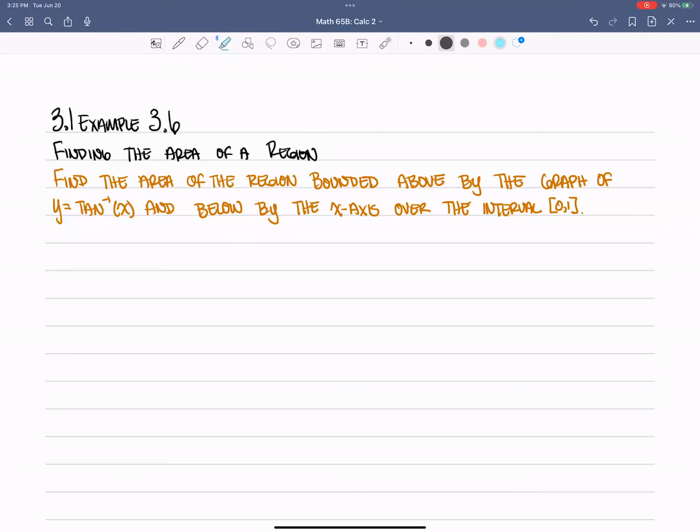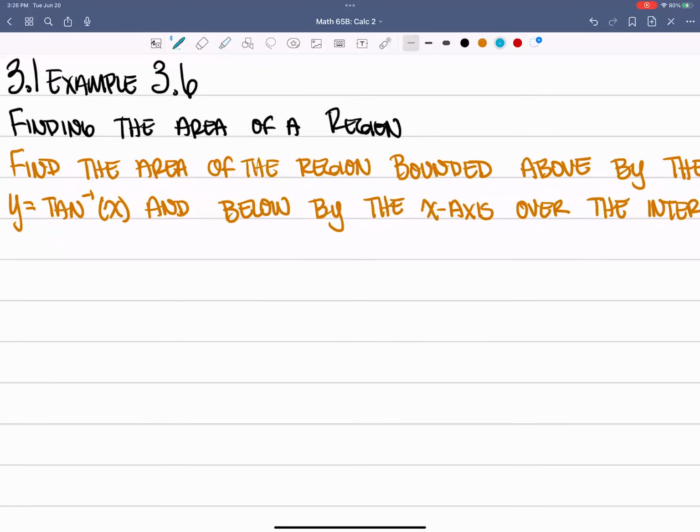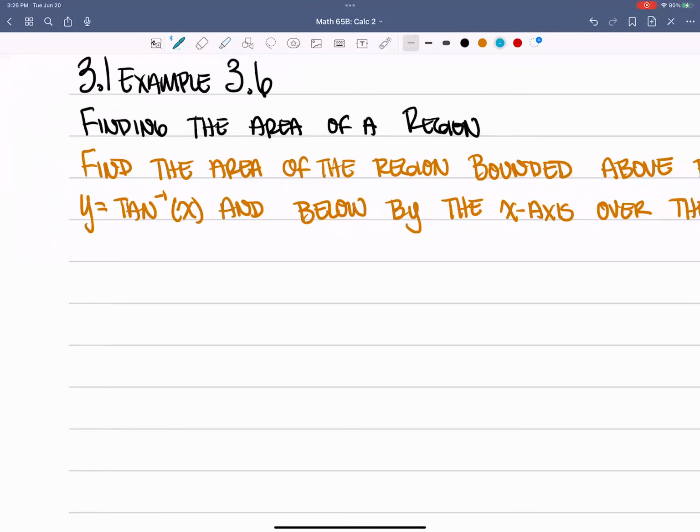Section 3.1, example 6, finding the area of a region. Find the area of the region bounded above by the graph of y equals tan inverse of x, and below by the x-axis over the interval from 0 to 1. Bounded above by that function and below by the x-axis, we just have to integrate this function over the interval from 0 to 1.